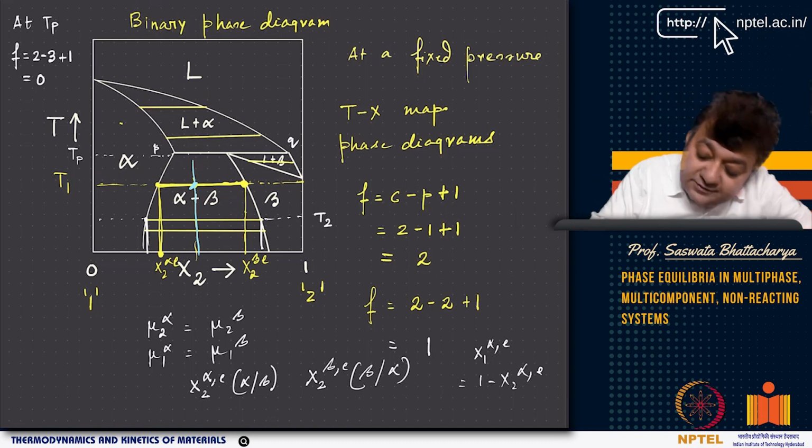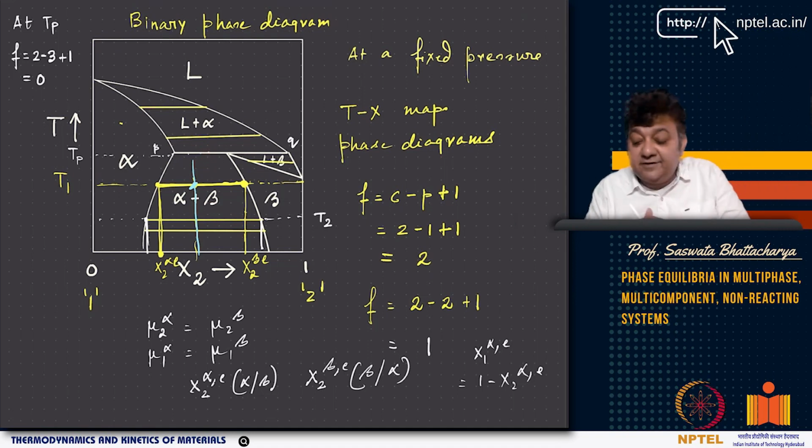So within the two-phase region, and also at the phase boundaries, degrees of freedom become 1, right? It reduces. In the single-phase region, you have degrees of freedom 2, and in the three-phase region for a binary system, you have degrees of freedom 0. So it means that it is an invariant reaction that you are looking at. And any point on this is fixed. The composition, temperature, everything is fixed, right? So that is called the invariant points. These are the invariant points in a binary system. The degrees of freedom go to 0.